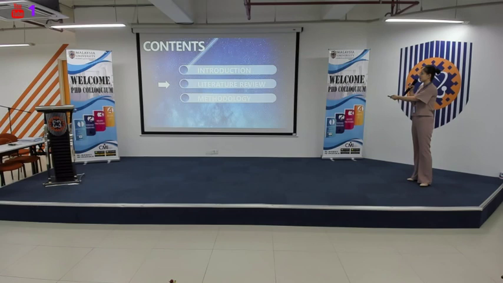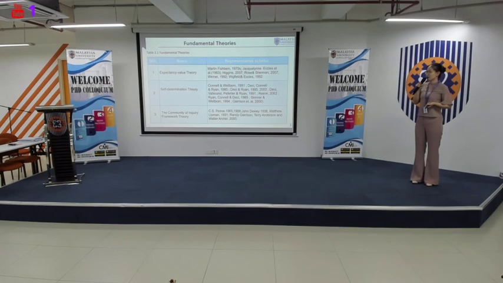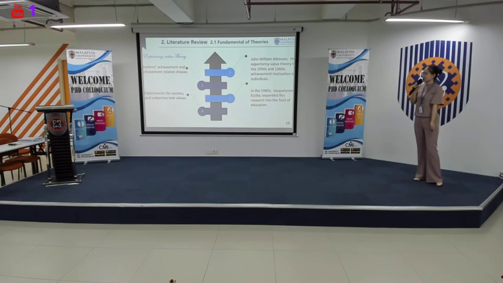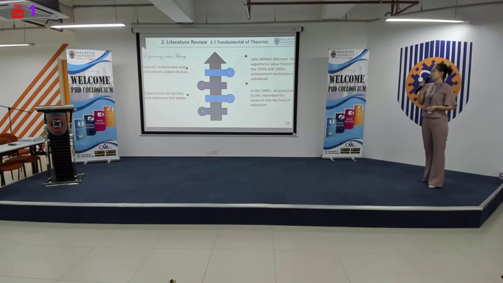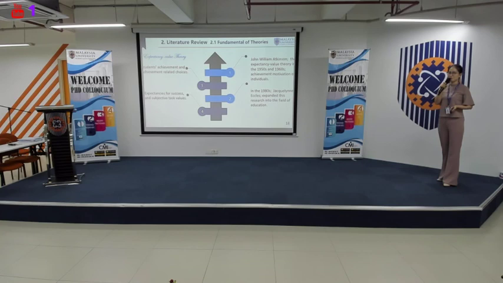Now let's move to the second part, literature review. In my study, I applied altogether three theories: expectancy value theory, self-determination theory, and the community of inquiry framework theory. Now let's look at the first one, expectancy value theory. John William Atkinson developed the expectancy value theory in the 1950s and the 1960s in an effort to understand achievement motivation of students. And in the 1980s, Jacqueline Eccles expanded this research into the field of education.